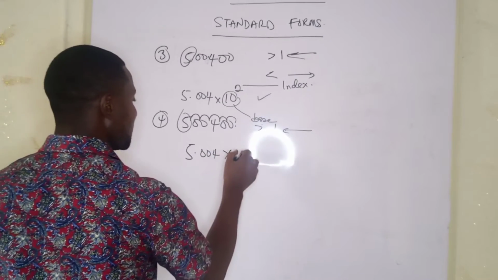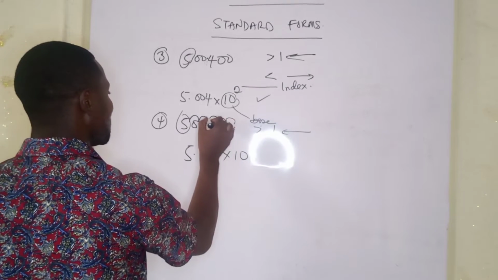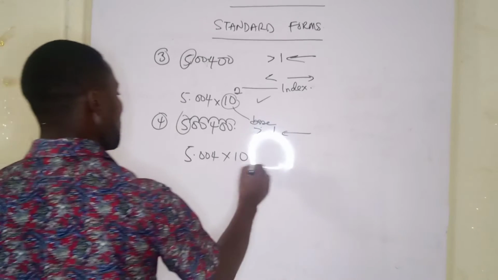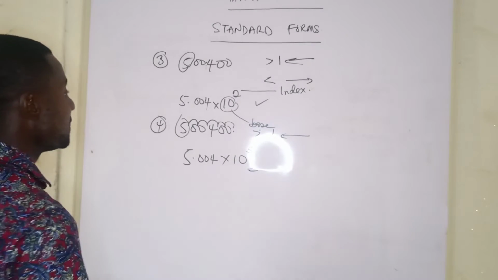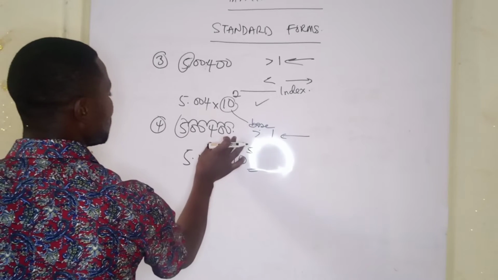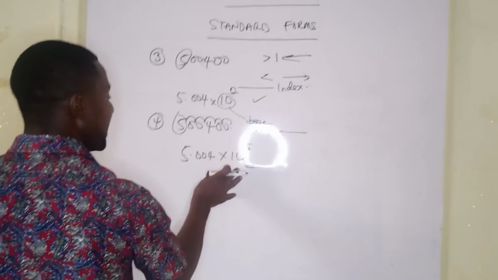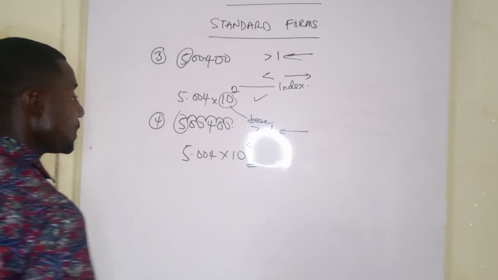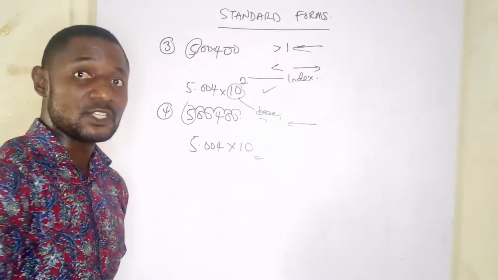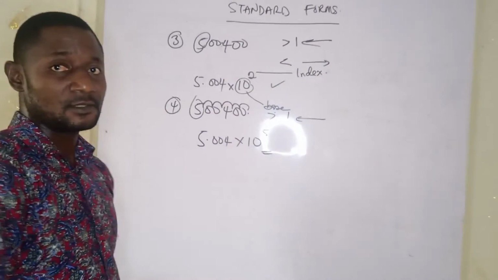times 10. How many times do we move? 1, 2, 3, 4, 5. 10 is to our 5. We have succeeded in converting 500,400 to what? A standard form. This standard form we are looking at is one of the easiest and the best way to express our numbers.